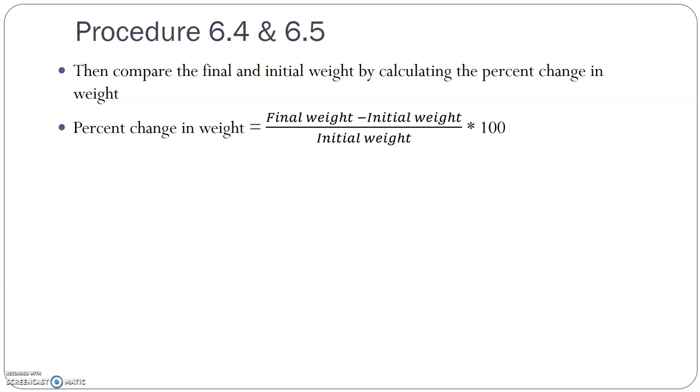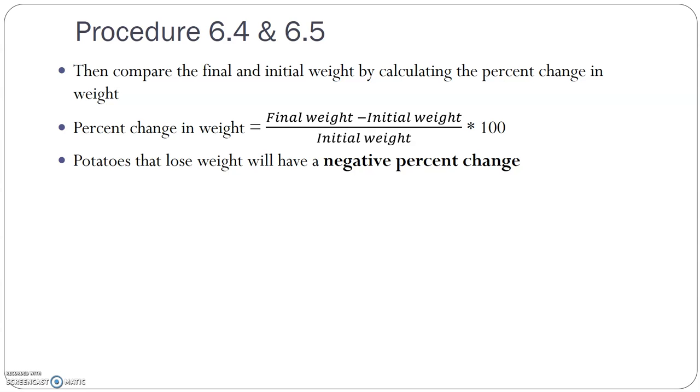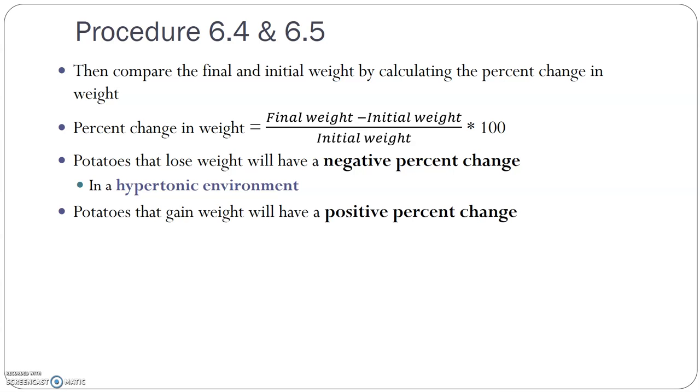Now, one of the things to keep in mind here is that you will end up potentially with a negative percentage and a positive percentage, because what that represents is that the potato has either gained or lost weight. So the potatoes that are going to lose the weight will end up with a negative percent change. So their change in weight is negative. This means that that potato was sitting in a hypertonic environment, right? Because remember, when you have a cell that is put into a hypertonic solution, it loses water, which means it's going to lose weight. So then the opposite will be true, right?